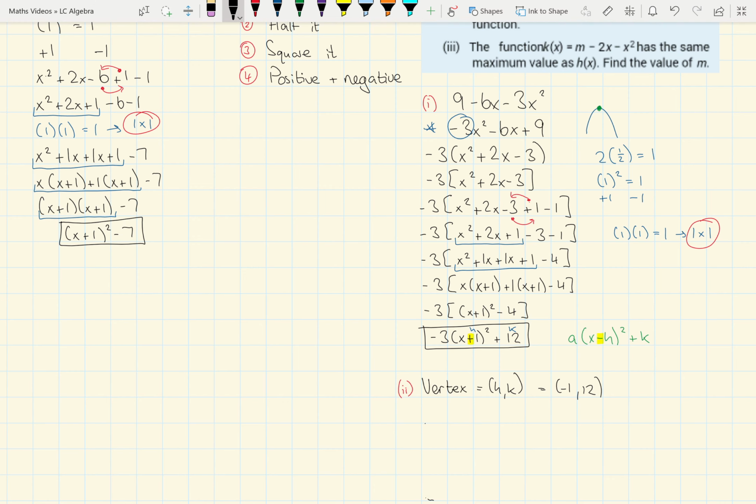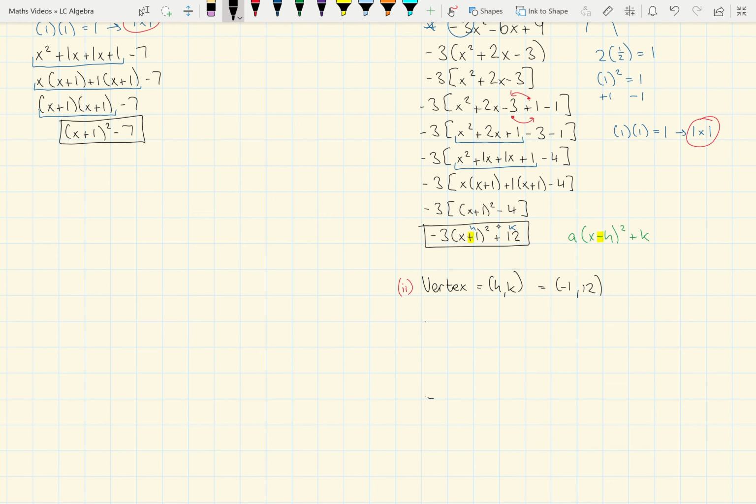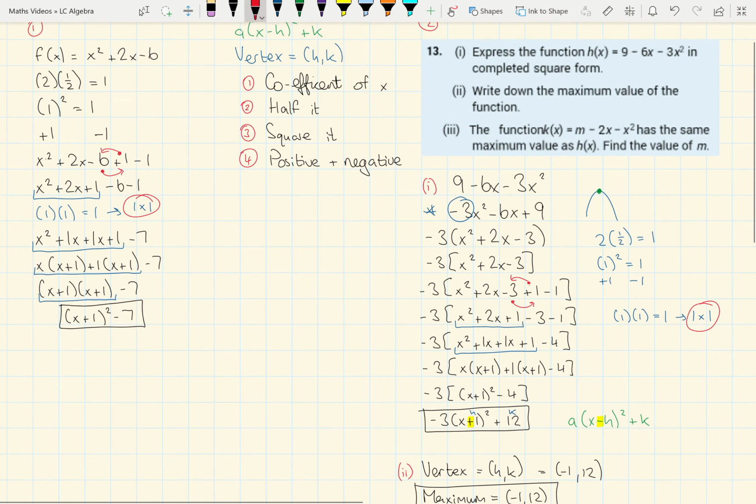So we can just rewrite it using their terminology. So the maximum is equal to (-1, 12). And that's part 2 done. And now we have a look at part 3.